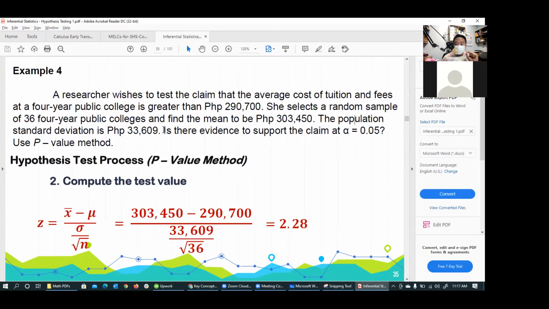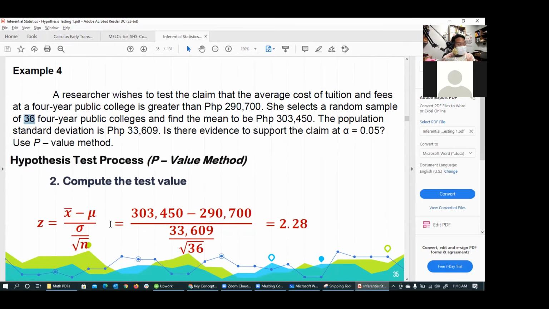This means to say that the 303,450 is coming from the sample, which is represented by this symbol. And this symbol that we have here, murag U, is the population mean, which is 290,700. Then our standard deviation from the population is, by the way, nganong z-test ni? I hope you remember. We're using z-test for this problem because the population standard deviation is given or known. So we have 33,609 as our standard deviation from the population, and our N is the sample size, which is 36 four-year public colleges.